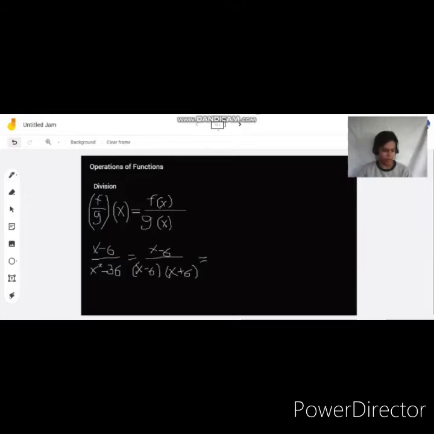Cancel out the expressions, which is x minus 6. So cancel x minus 6 and x minus 6. Then the answer is 1 over x plus 6.